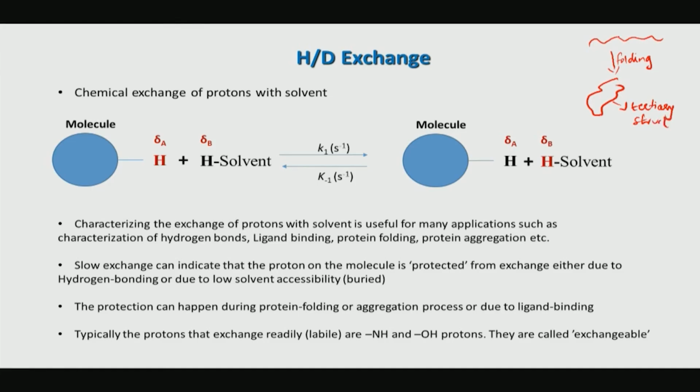So, during this process, suppose there is a hydrogen atom here, that hydrogen atom comes here and gets protected and it comes into the system inside the structure. So, therefore, it becomes protected. Here we can say it is exposed, so it will be fast exchange, means it will exchange rapidly. But here it is protected, so we can say it is slow exchange because it is not available to exchange.